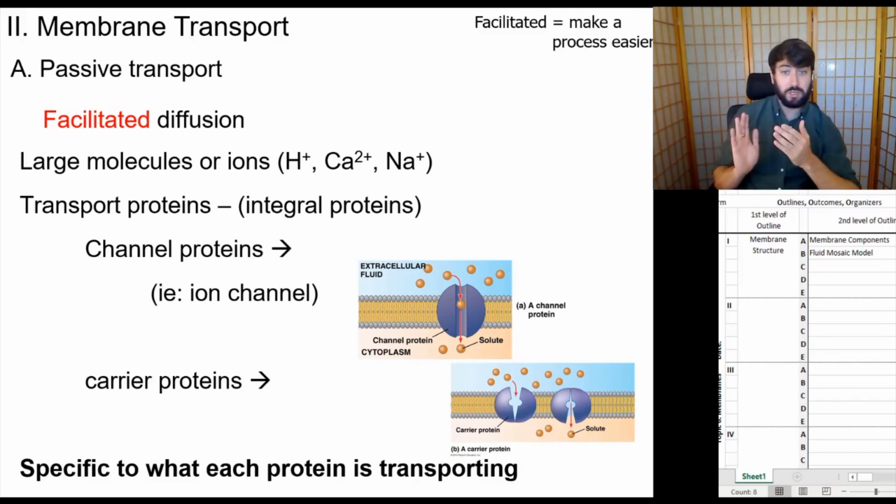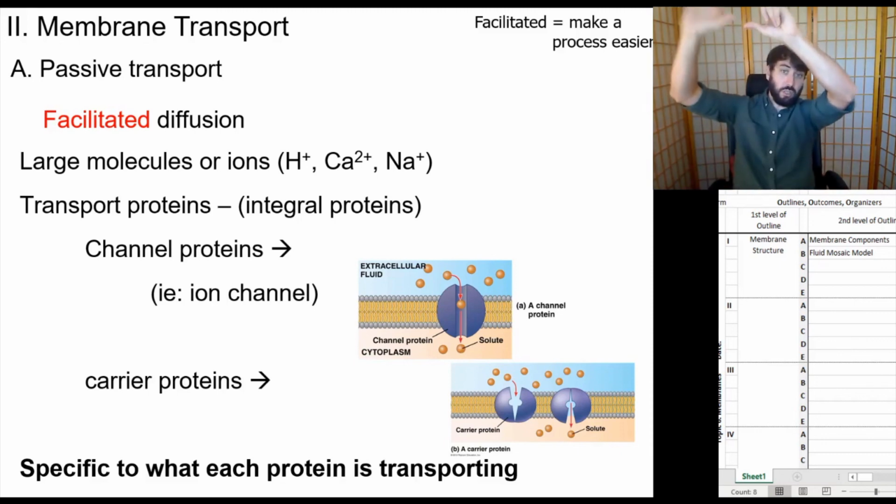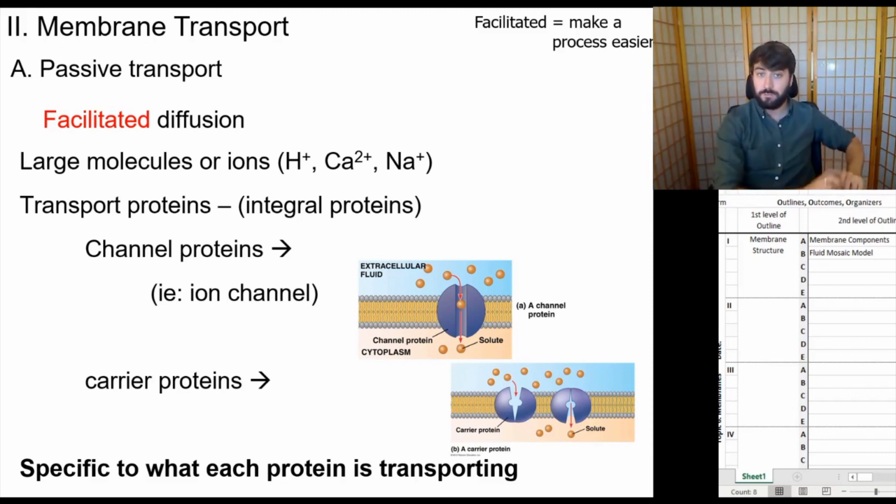So also important to keep in mind here, facilitated diffusion follows the same principles as other forms of passive transport, in that things are only being moved from high concentrations to low concentrations. Okay.